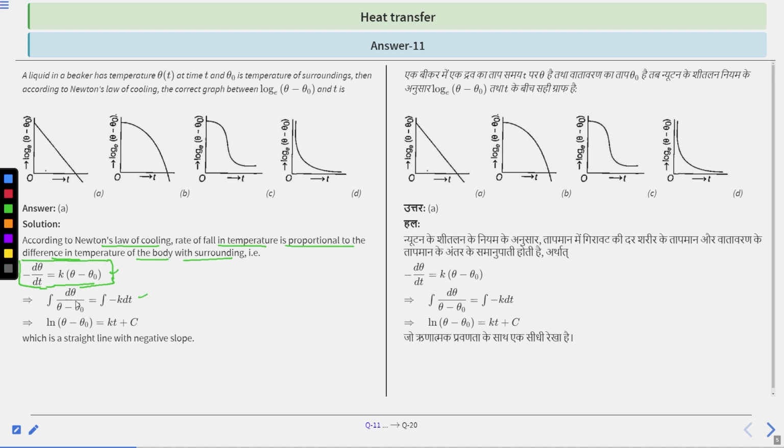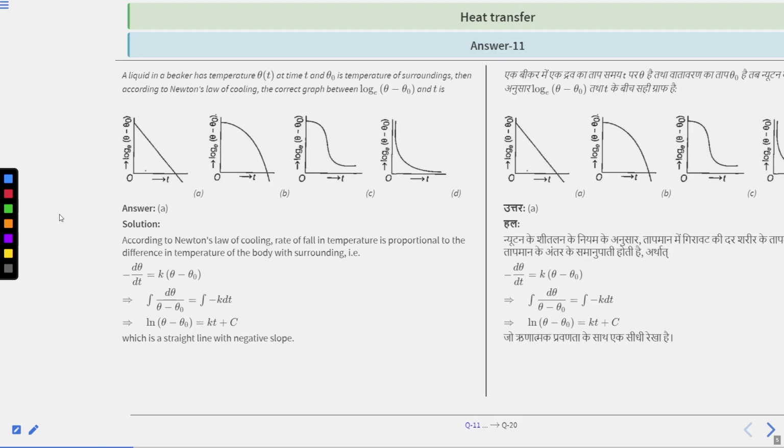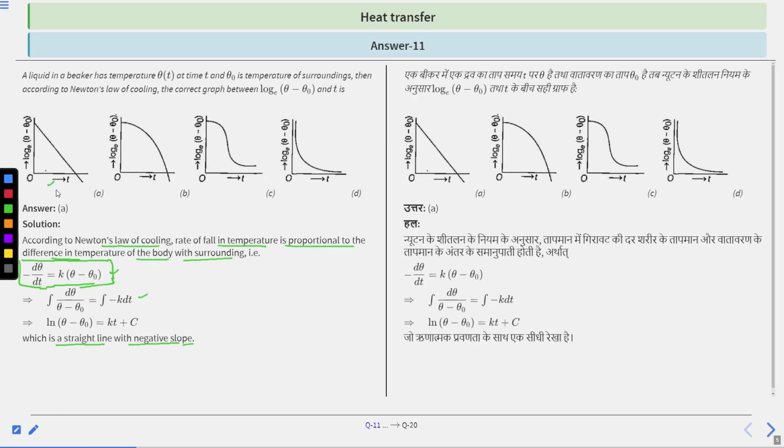Solving this integration, you will get log of theta minus theta naught equal to minus kt plus c, where c is the constant. So this is a straight line with negative slope. Clear? In this graph there is no straight line. In this graph, no straight line. In this, no straight line. In this, there is a straight line with negative slope. So the correct option is A. This one is correct. Clear? Next question.